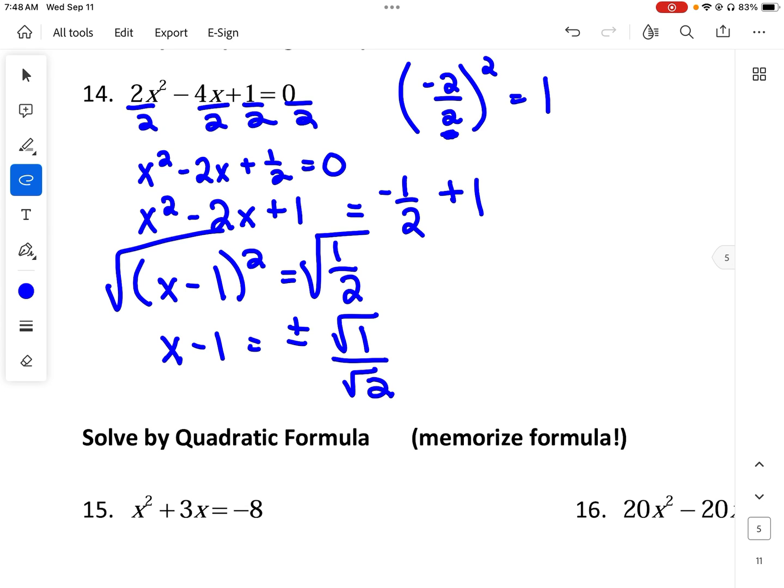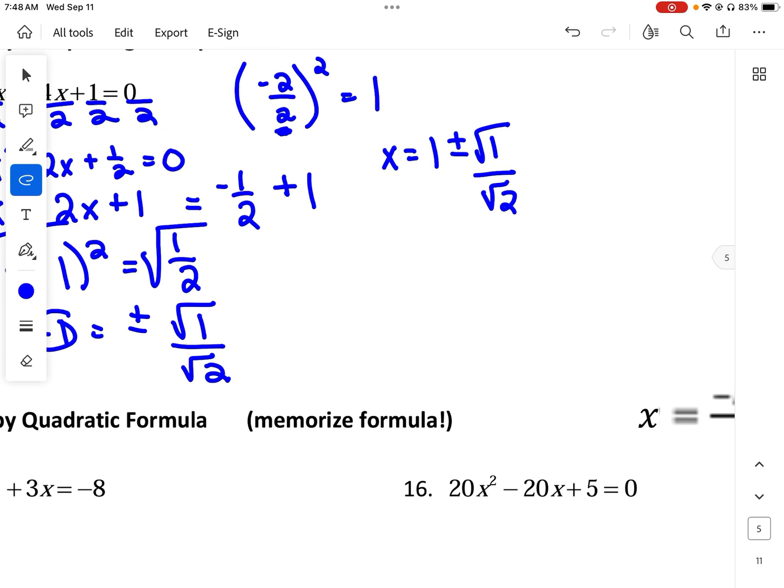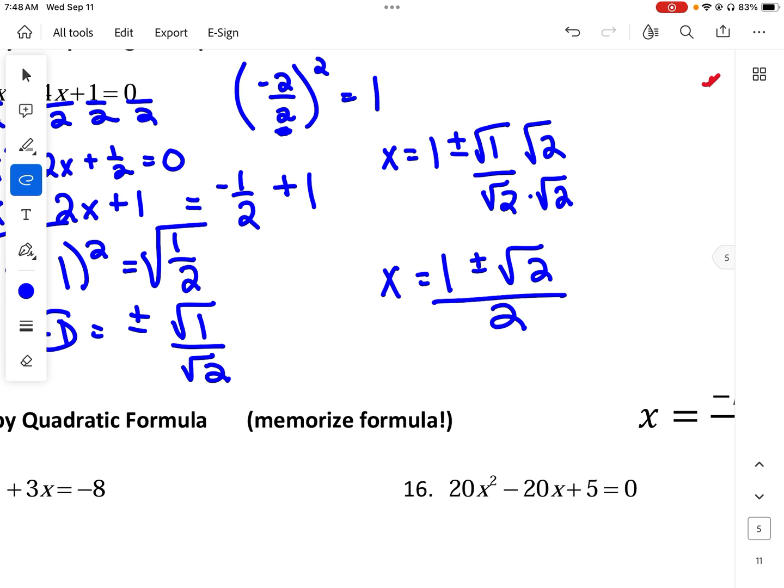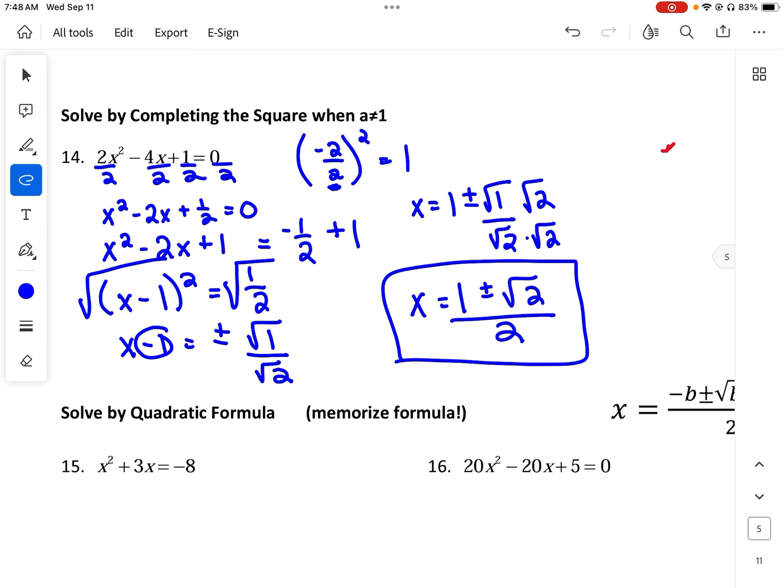Okay, so I do need to move this to the other side, so I'm going to write it over here. x equals 1 plus or minus square root of 1 over square root of 2. Okay, so remember we can't leave it with a radical in the denominator. So I'm going to go ahead and multiply this fraction by 1, which is the square root of 2 on top and bottom. So it's 1 plus or minus square root of 2 over 2. Okay, so that took a little bit longer. We dealt with fractions. We dealt with the denominator being a radical, but it still turned out okay.